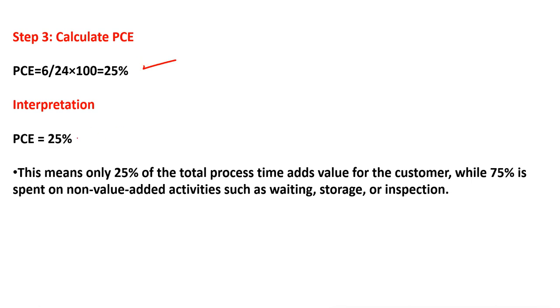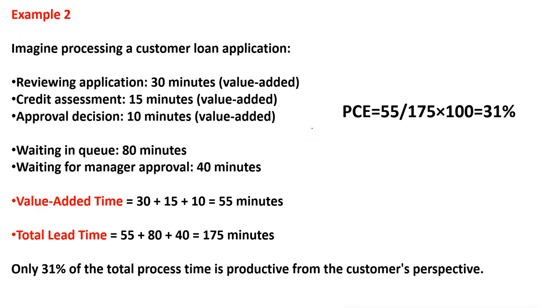It means, how you interpret this, only 25% of the total process time. So total is 100%. Out of 100%, only 25% of the time we spend on value added activities, while 75% is spent on non value activities such as waiting, storage, or inspection. So actually we have to reduce this and increase the 25%. This is, you can say, the game of process cycle efficiency.